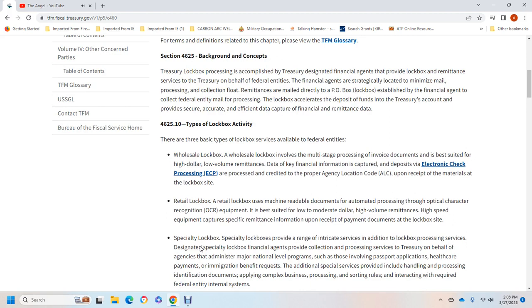Retail lockbox is for machine readable documents, automated with the processing of optical character recognition equipment. It must be suited for low, medium, and high volume remittances, with high speed equipment to capture remittance information upon receipt of the payment and documents at the lockbox site.